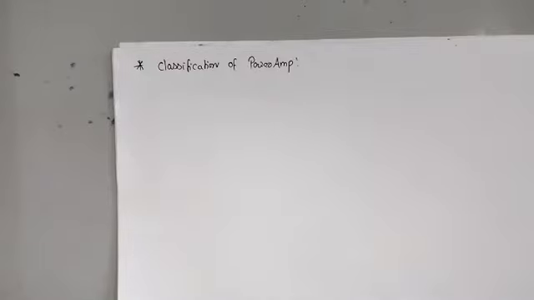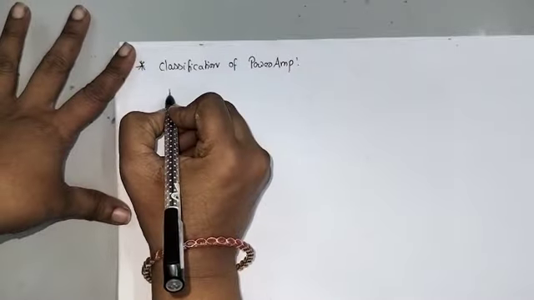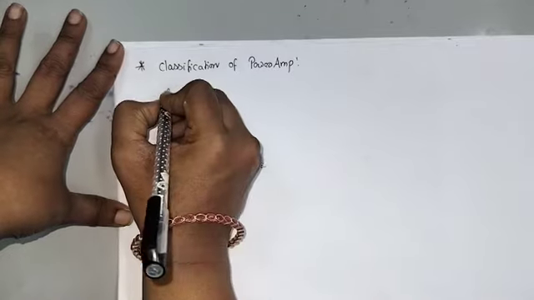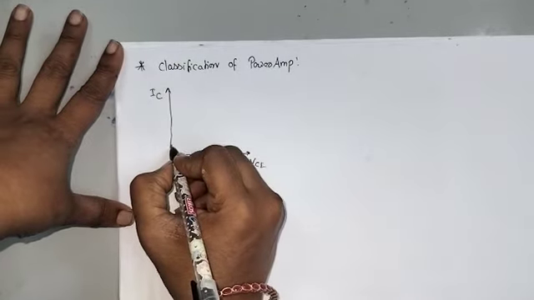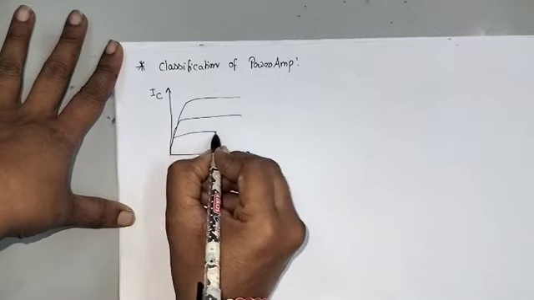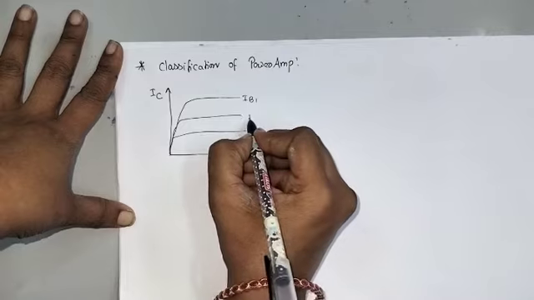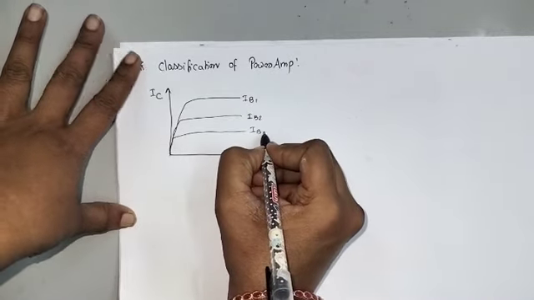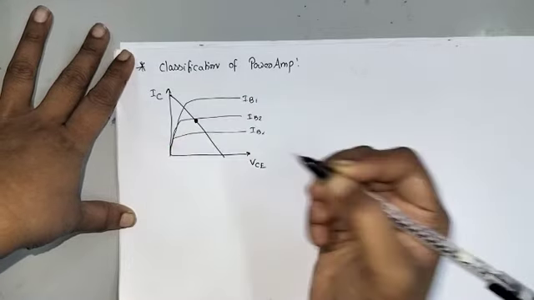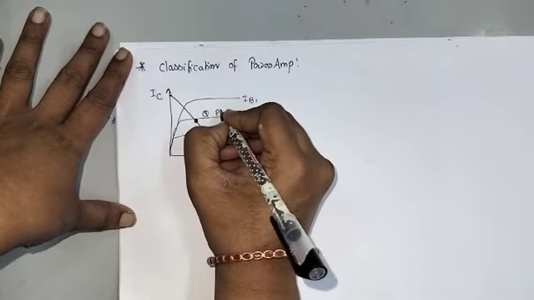Class, we are discussing the classification of power amplifiers. Power amplifiers are mainly classified depending upon the Q point. First, considering the output characteristics of the CE configuration, VCE versus IC, for IB1, IB2 and IB3. So this is the Q point.